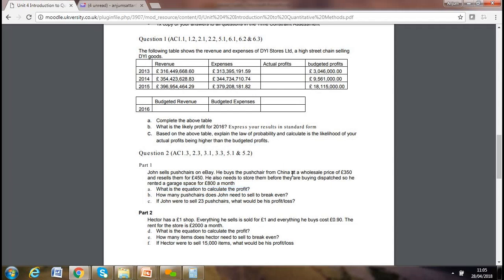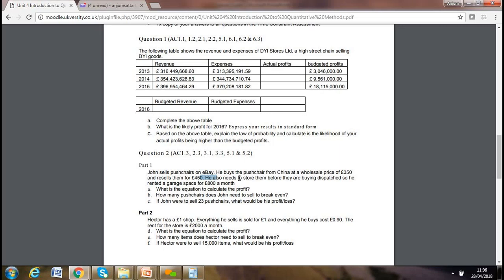If you look there, we have a wholesale price of 350 and a resale price of 450. Also, we need to store them before buying and dispatch, so there's a rented garage per month. That's my fixed cost, rent per month. Is that my fixed cost? That's fixed cost.